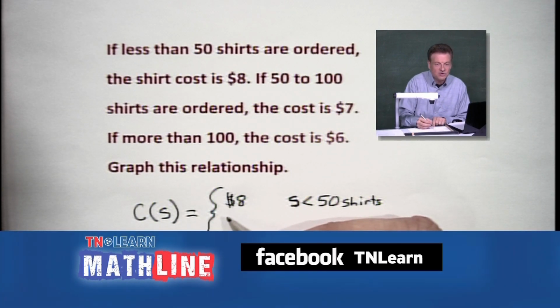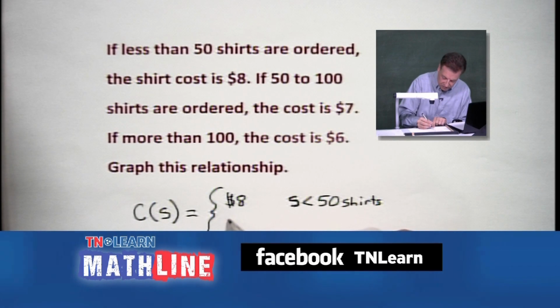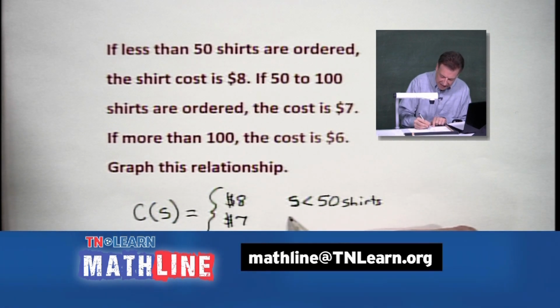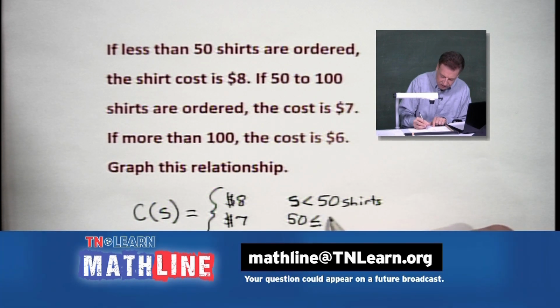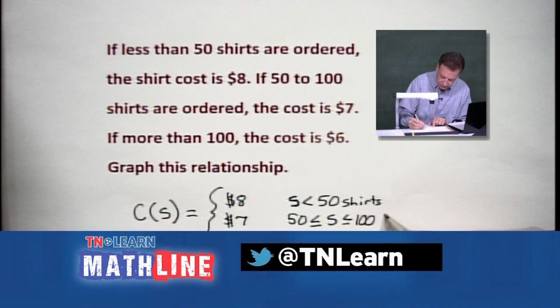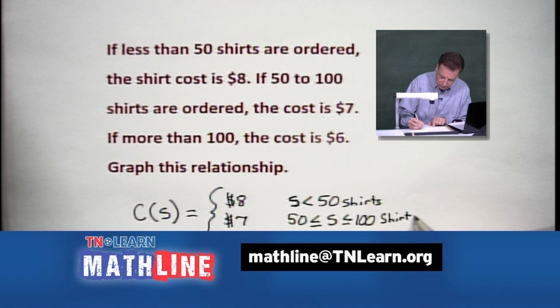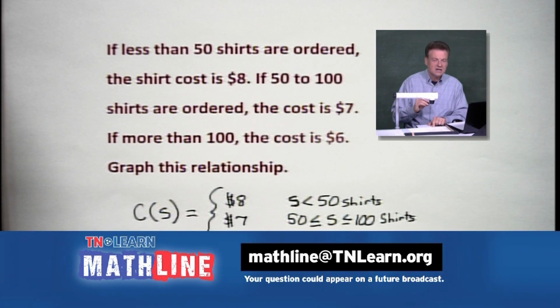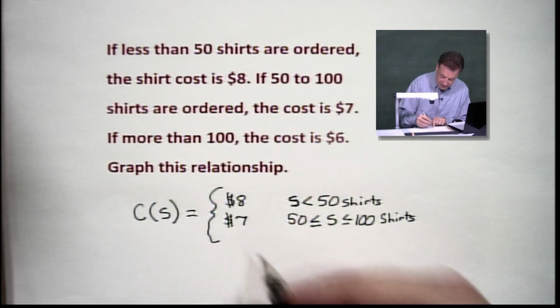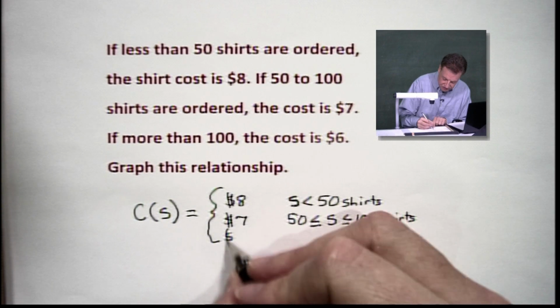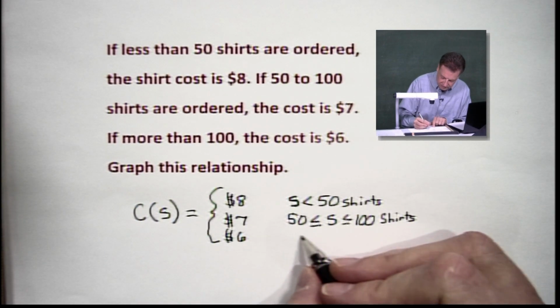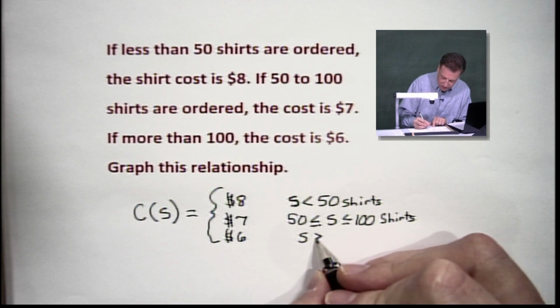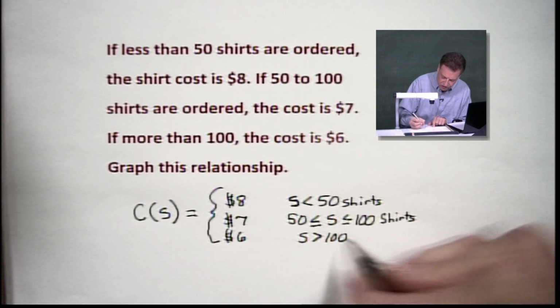If it's 50 to 100 shirts, the cost is going to be $7. And that is going to be 50, and we're going to, by the way, include 50 on that, all the way up to 100 shirts. You're going to pay $7. And the next part would be $6, if your S is greater than 100 shirts.